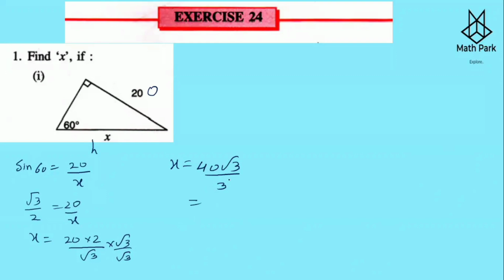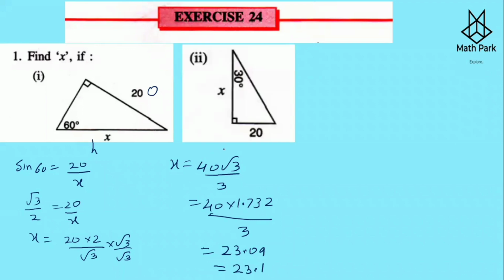Let us put the value of root 3 as 1.732. So 1.732, multiply and divide by 3. You get the value of this as 23.09. Rounding to one decimal place, we get this as 23.1. So we are done with the first one. Let us move on to the second one.